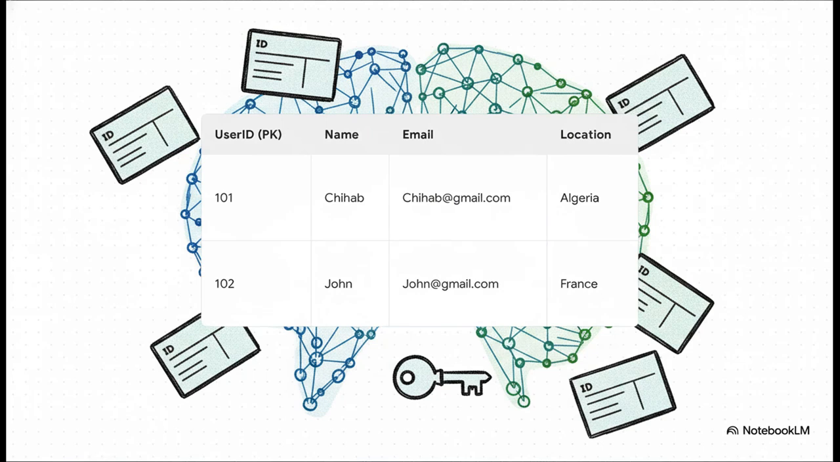So here's how it works. Just imagine a perfectly organized table of all your users. Every single person gets their own unique ID, their name, location, and the really important part is each person gets only one entry, super clean.